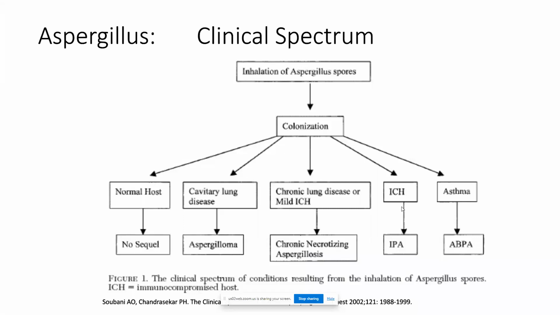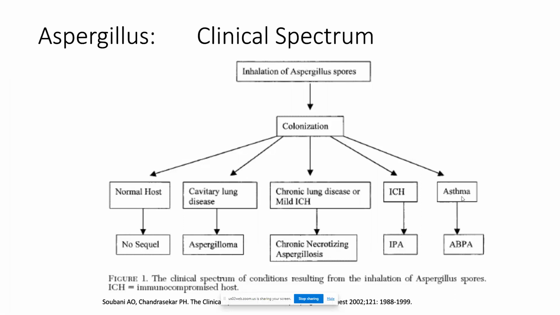Classically, it's neutropenia. Neutropenia far more than lymphopenia or T-cell suppressed conditions like transplant recipients. It's the neutropenic patients who are at highest risk for Aspergillus. And they get the invasive form. And this is the scariest, very rapid, life-threatening infections.